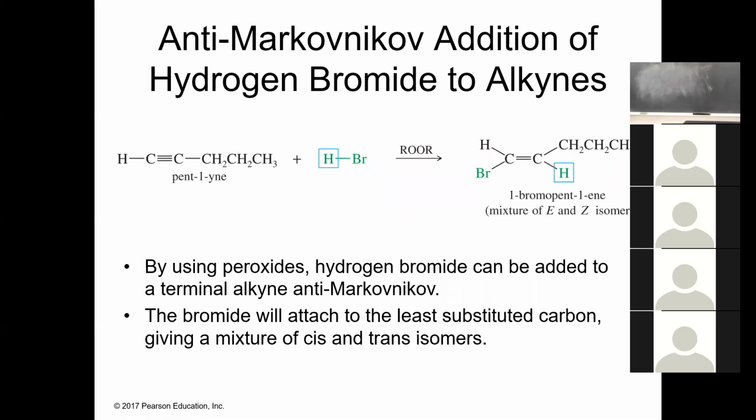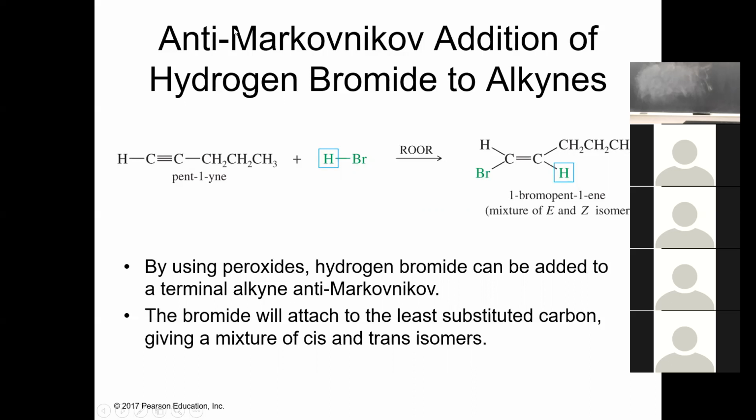Okay, you may recall that we could add HBr in anti-Markovnikov fashion if peroxides are present. Turns out that also applies to alkynes, if we have a terminal alkyne. If it's an internal alkyne, since there's no hydrogens on the alkyne group, it won't make any difference.